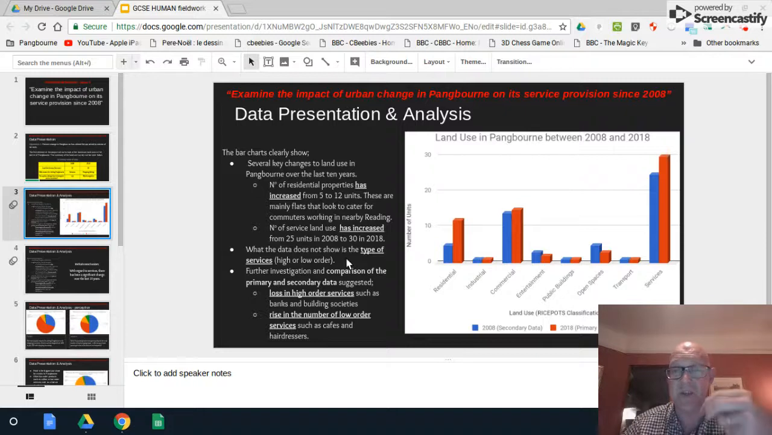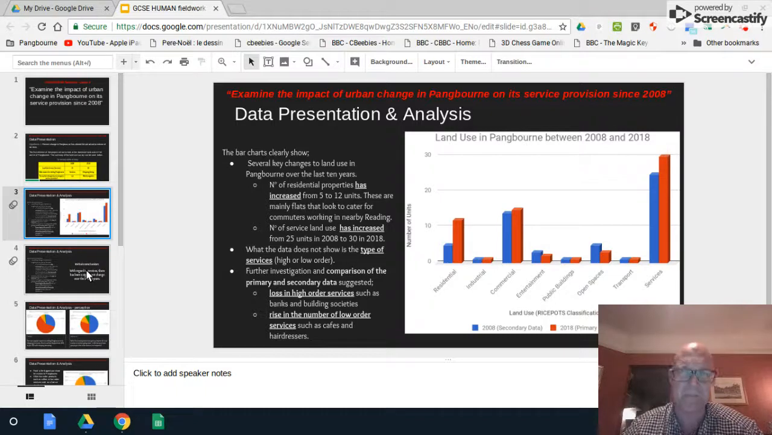What the data does not show is the type of services. And here you've got to understand the difference between high and low order. Low order: frequently visited, not much money at a time. High order will be things like national banks and more significant high order services. So further investigation and comparison of the primary and secondary data suggests a loss in high order services such as banks and building societies, and many of you will have seen that happen in your time in the Pangbourne area, and also a rise in the number of low order services, hairdressers and cafes.